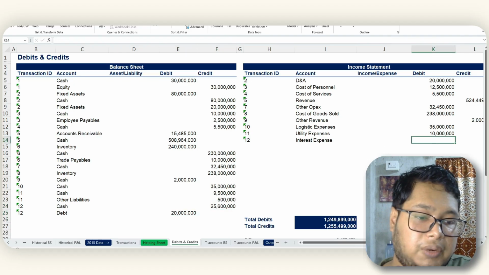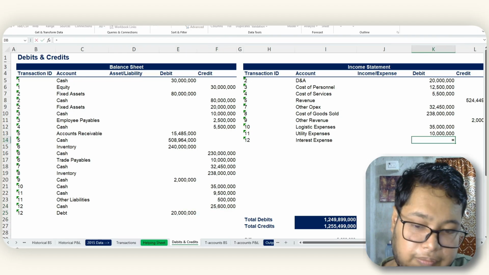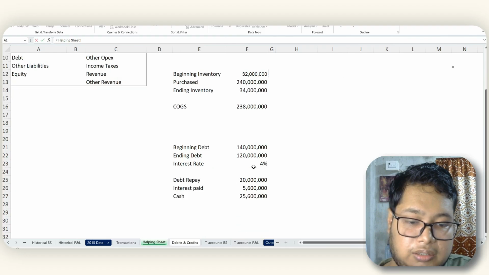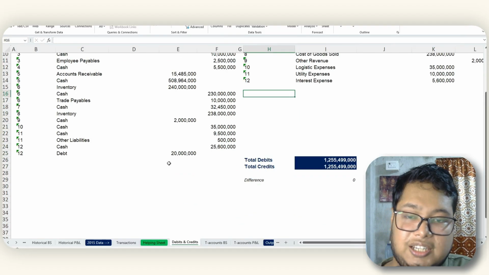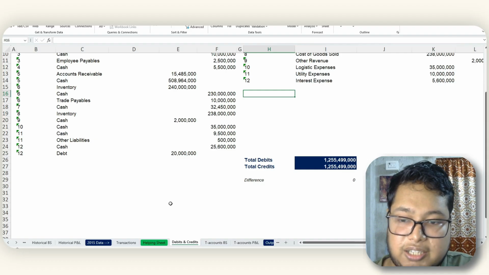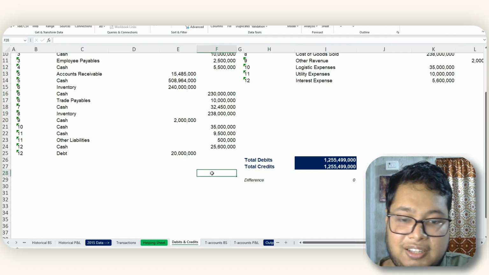Yeah. Whatever happens, yeah. So interest expense will come from there only. Where is it? Yeah, interest paid. Is it balanced? Yeah, it's still balanced, we are in balance, guys. Okay, cash movement has been done, interest expense has been done.